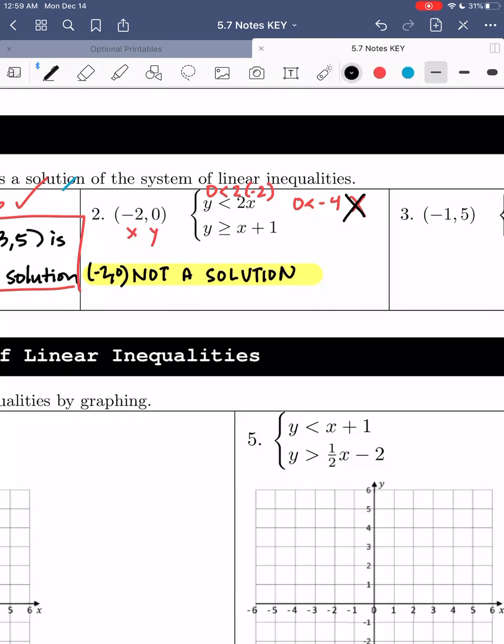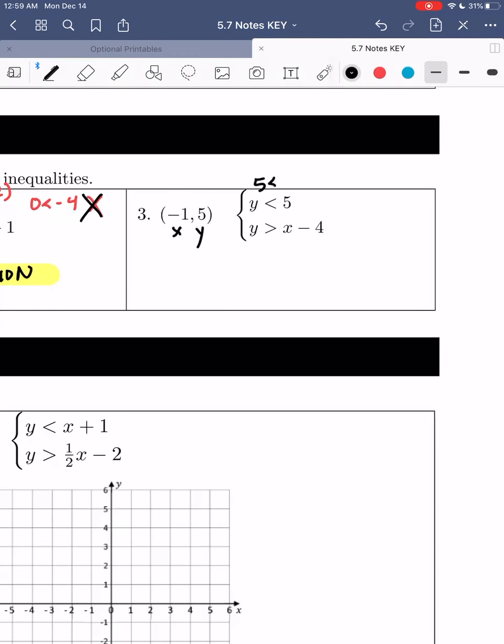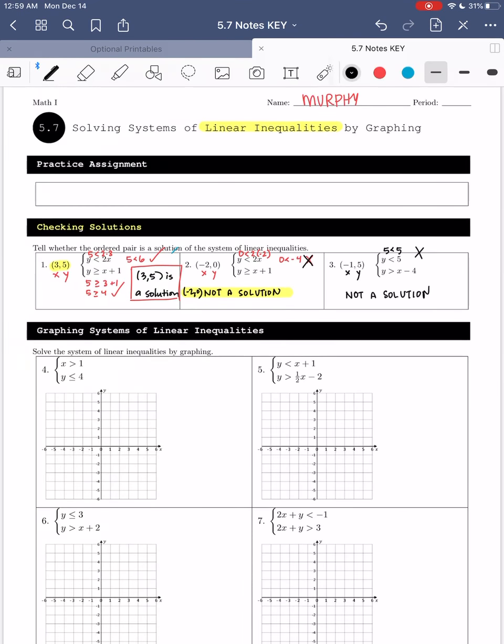Okay, third one, negative 1, 5. So x is negative 1, y is 5. I'm going to plug that in. It's trying to tell me that 5 is less than 5, which is not true. 5 is equal to 5, not less than. So this is not a solution.